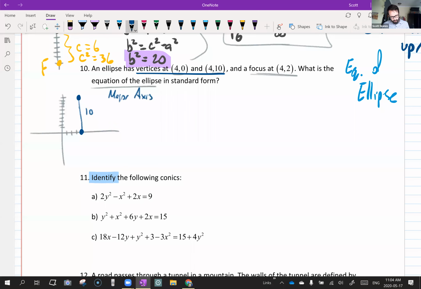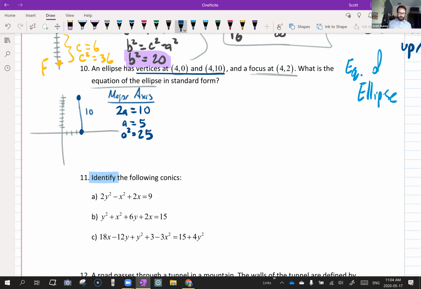Major axis is 10. Or in other words, the major axis, 2a, is the length of the major axis. It's just part of the formulas. So it's 10. So that means a is 5, which also means a squared is 25.